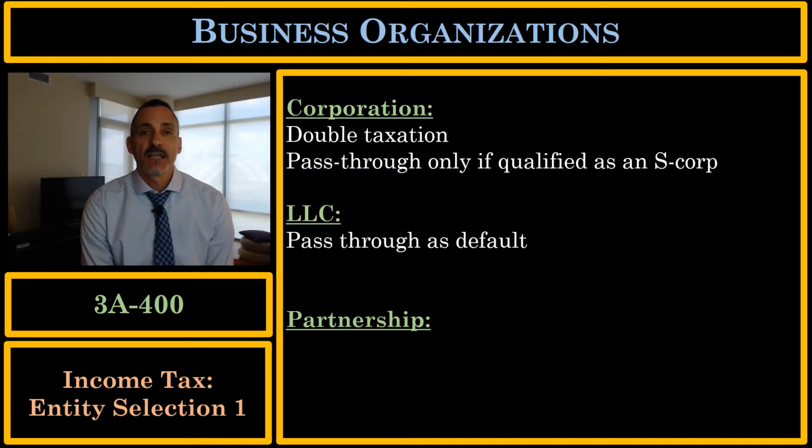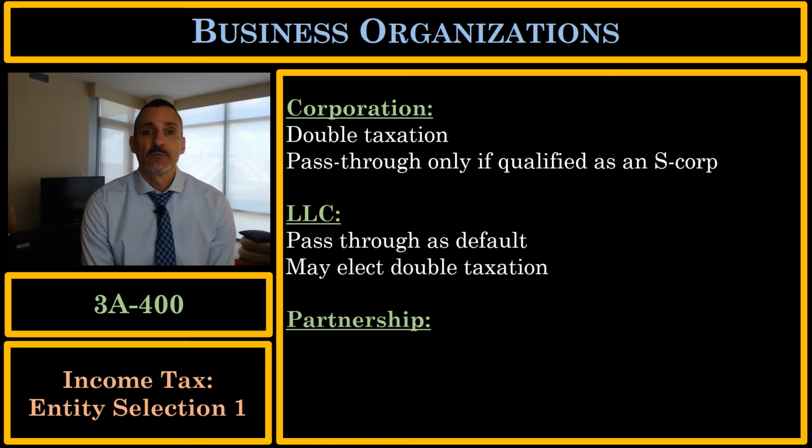An LLC gets pass-through taxation as a default. Now, the LLC may elect double taxation. And once again, you might say, why would a corporation elect double taxation? Well, the tax brackets matter, and it depends on the tax brackets of the owner, the tax brackets of the LLC, how much money the LLC is going to make, how much money the owners make, and a little calculation might show that a double taxation regime might be more favorable.